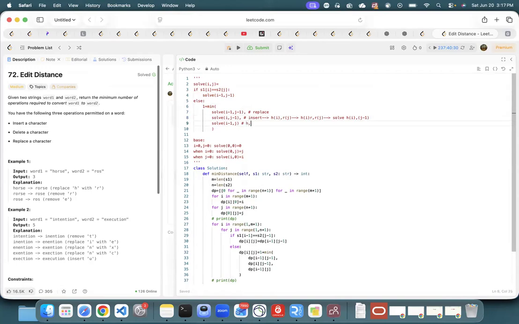Similarly, for delete. So H and R, i and j. If I just modify word 1 to word 2, I would delete H. Then I'll be left with i minus 1 string, but I do not have any matching for R, which is j. So solve for i minus 1 and j.